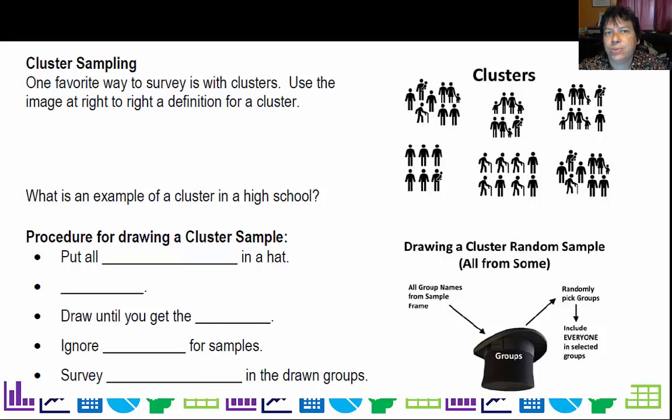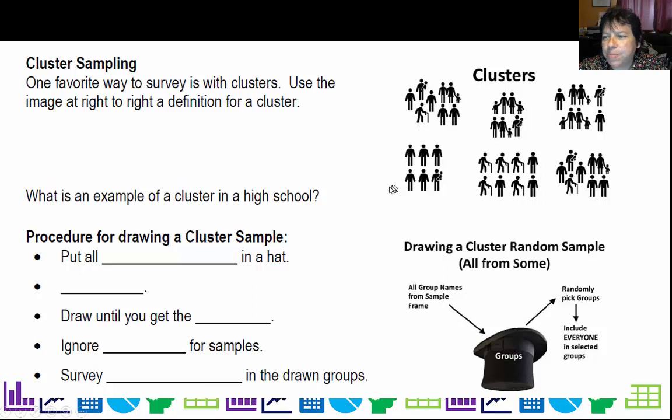One favorite way to survey is with clusters. So we're going to use the image at the right here to come up with a definition for a cluster. If you look at the groups, there are groups of people here, another group, a group, a group. What would a cluster be? Well, a cluster's a group, really.